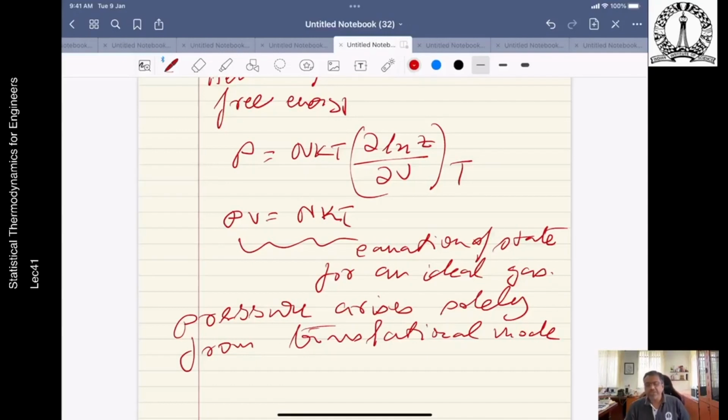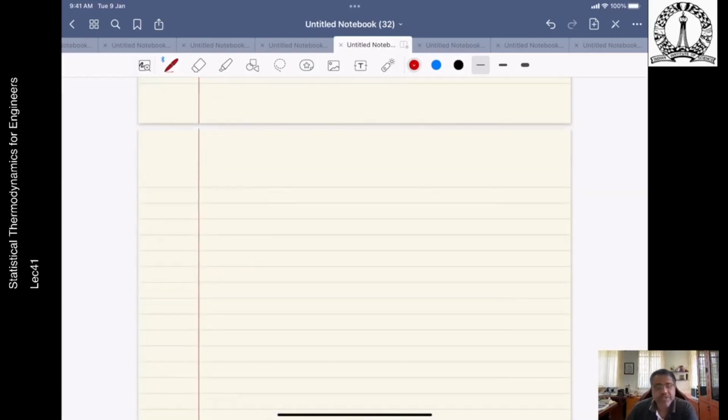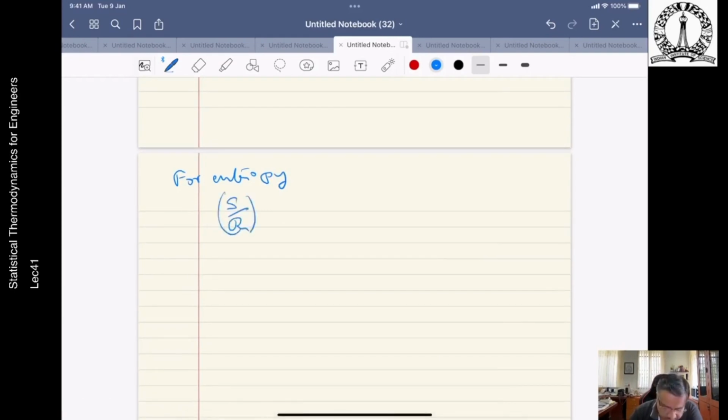So welcome to lecture number 41 of the Statistical Thermodynamics course. As we saw, we have been able to establish the translational modes for a monoatomic gas. We already wrote the definition of pressure. Now we are going to look at the entropy, the translational component of entropy.